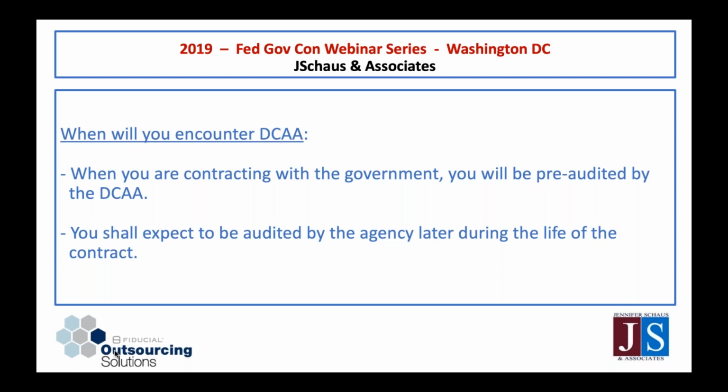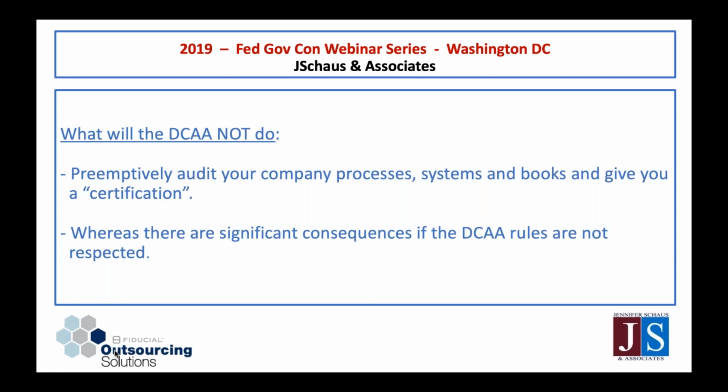Next slide, please. So what you need at that time is to determine what they will not do. And this is a little bit difficult to understand, but they will not preemptively audit your processes, systems, books, and so on. They will not give you a good-to-go stamp. So when we talk about the DCAA compliant tag, this does not really exist. It's only tested live, which I mean when they are coming to audit you.